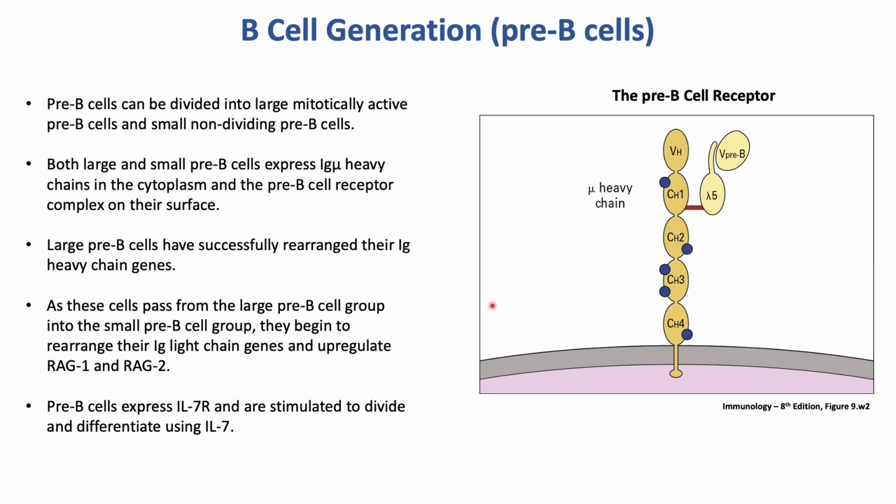As these cells pass from the large pre-B cell group into the small pre-B cell group, they begin to rearrange their immunoglobulin light chain genes and upregulate RAG1 and RAG2. The pre-B cells express IL-7R and are stimulated to divide and differentiate using IL-7R. IL-7 is a hematopoietic growth factor secreted by bone marrow stromal cells. This helps drive the growth and differentiation of lymphoid progenitor cell lineages.